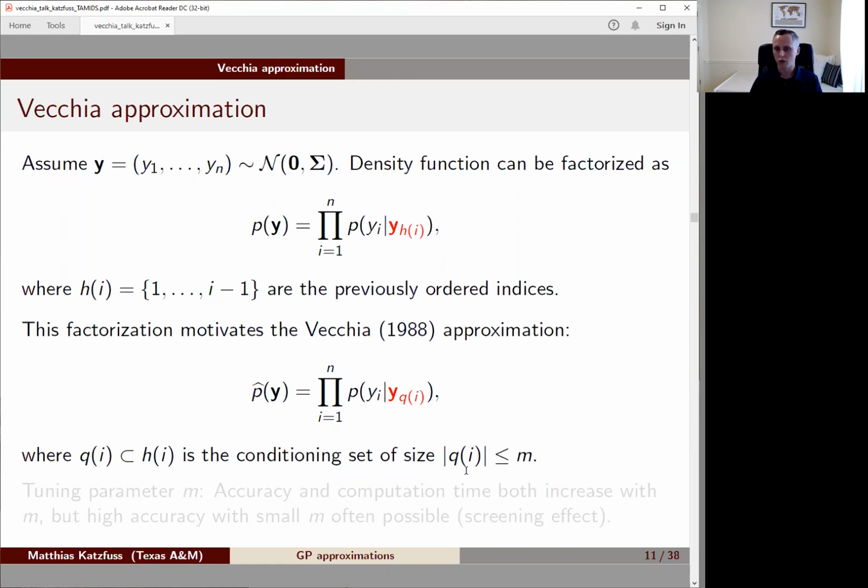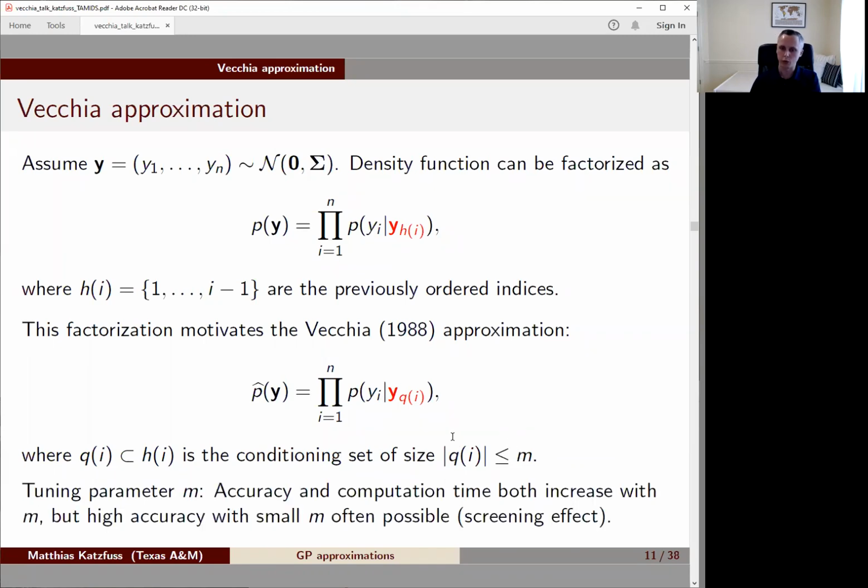We're going to assume that all of these index sets are at most of some size m. So for i equal 1 up to n, all the conditioning sets are at most of size m. This m now becomes a tuning parameter. If we make m larger and larger, we're going to get more and more accurate approximations. So this p hat will become closer and closer to p. But we're also having more and more expensive computations as we increase m. The important thing here is that in many applications, we can actually get very high accuracy. P hat can be very close to p, even with a very small m.